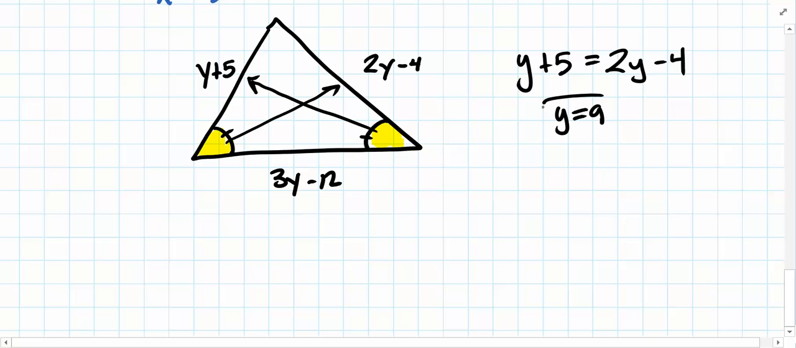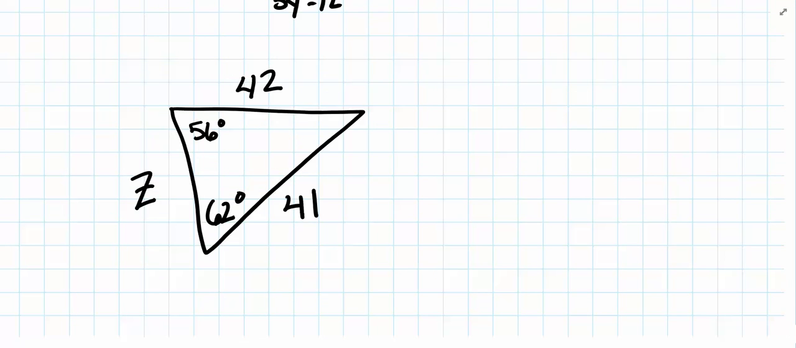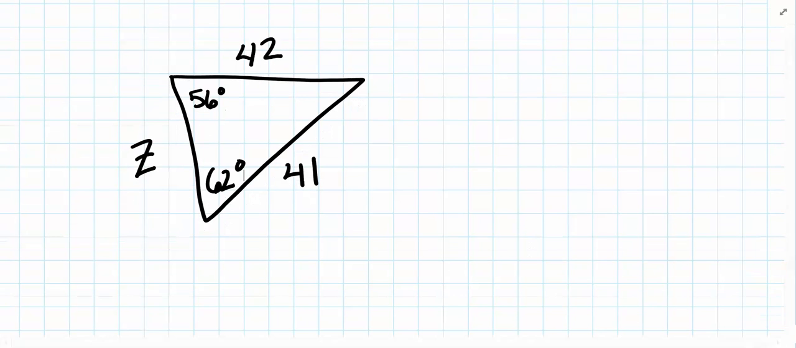Okay, here's a picture. Here's a triangle. I've given you one angle is 56 degrees. Another angle is 62 degrees. The other angle is not labeled. And I want you to solve for z. Okay. Yeah, exactly, right?